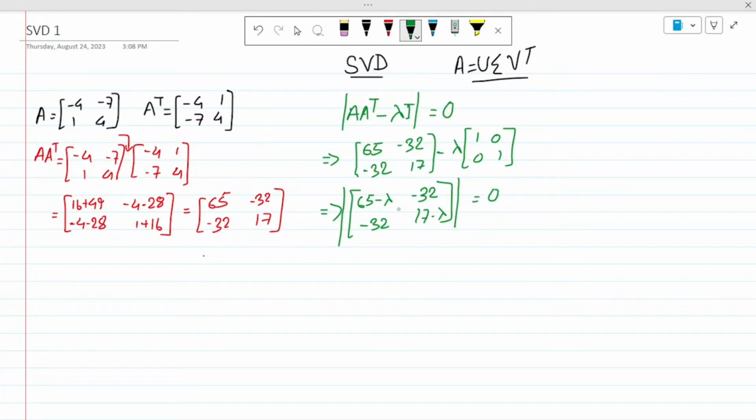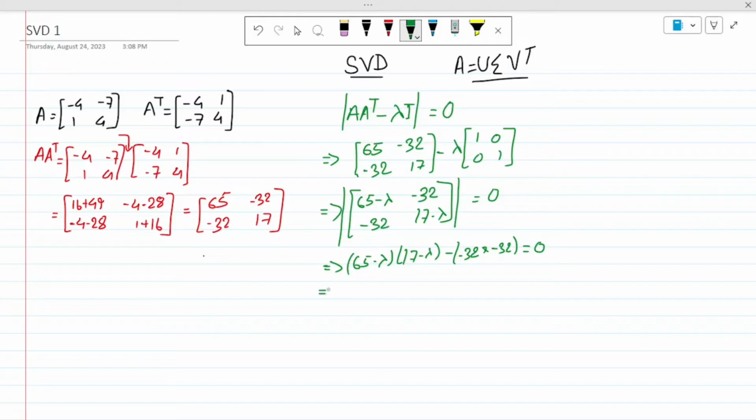How do we calculate the determinant? Determinant is simply cross multiplication. So the determinant will be: multiply this value and this value, and minus the product of this value and this value. Let's do it quickly. So we have 65 minus lambda, multiplied by 17 minus lambda, minus -32 into -32. So this must be equal to 0.